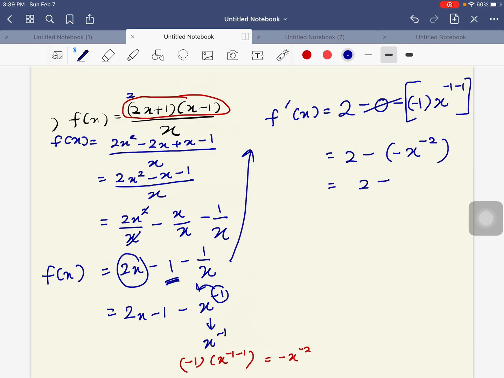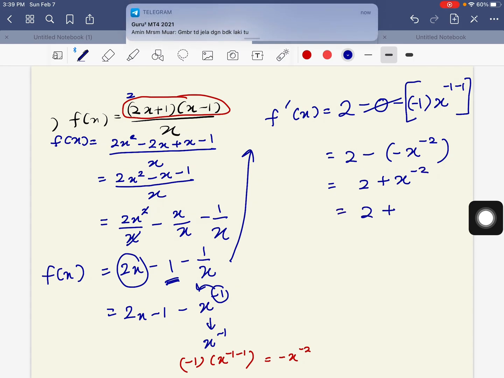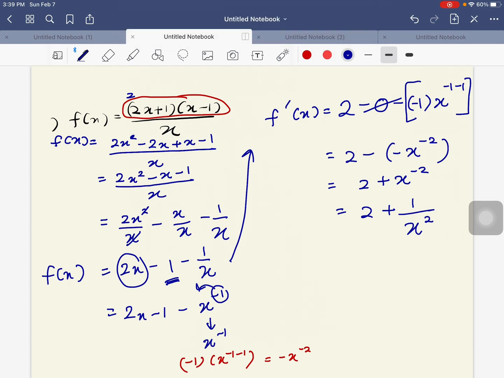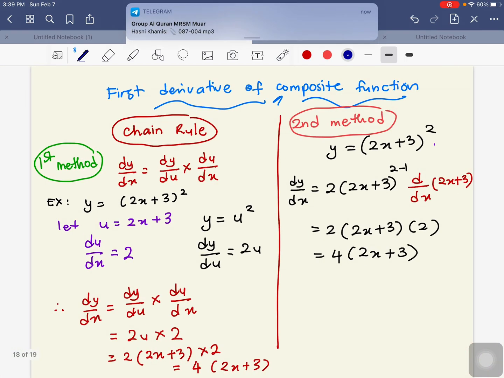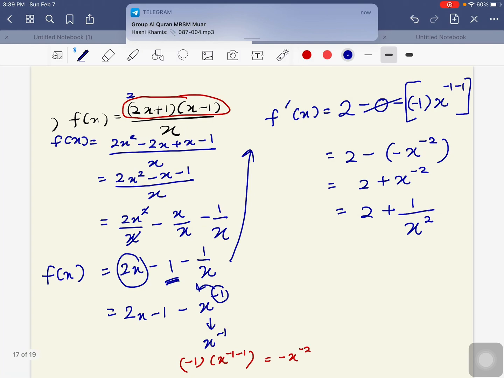Okay, kita simplify dia jadi 2 tambah x power of negative 2. Ataupun kita simplify 2 tambah 1 per x kuasa 2. Okay, so that's how you simplify the first derivative. Inilah benda yang pertama yang you all guna, iaitu belajar, iaitu differentiate. Inilah sebenarnya differentiate. Kita sudah habis untuk explaining on how to differentiate the function.